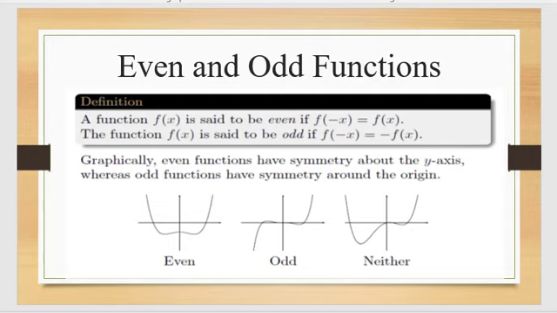A function f of x is said to be an even function if we put f of minus x and the answer is equal to f of x, and the function f of x will be considered as an odd function if we put f of minus x and the answer will be equal to minus f of x. So the other function, which is neither even nor odd, is called a neither even nor odd function.